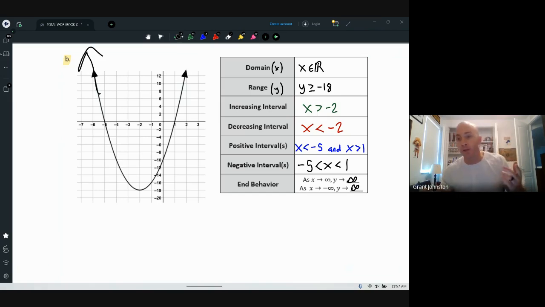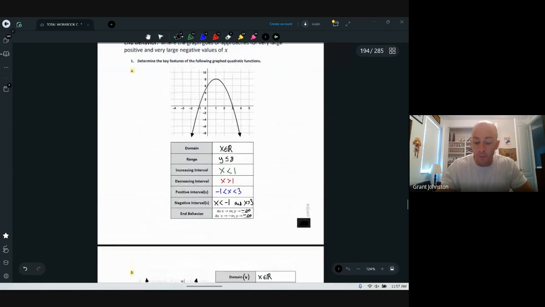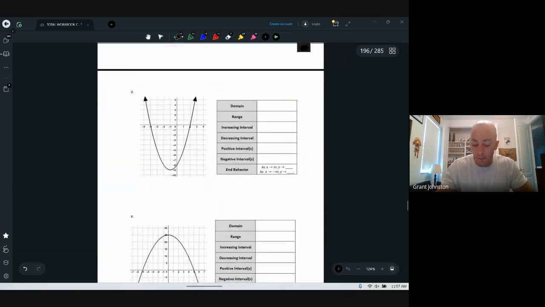So in both directions of x, when x goes to positive infinity to the right, it's going up to positive infinity. And even on the left, as x goes to negative infinity, it's still going up to positive infinity in the y. The end behaviors in both directions are positive. Okay, so I'll let you practice more with the graphs with these behaviors.